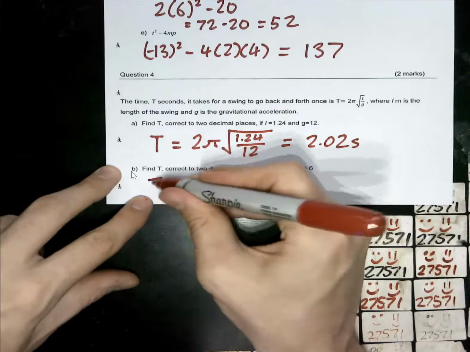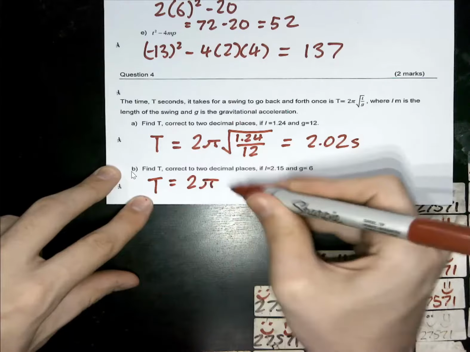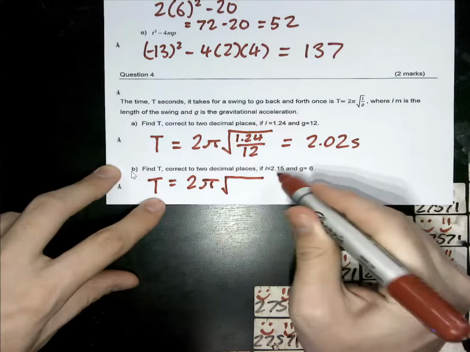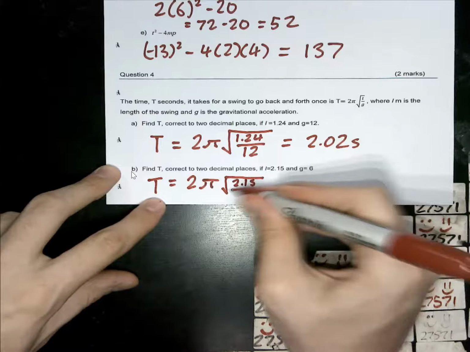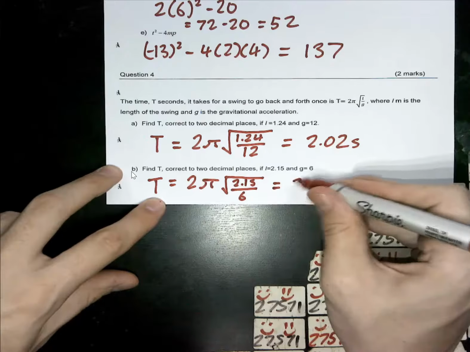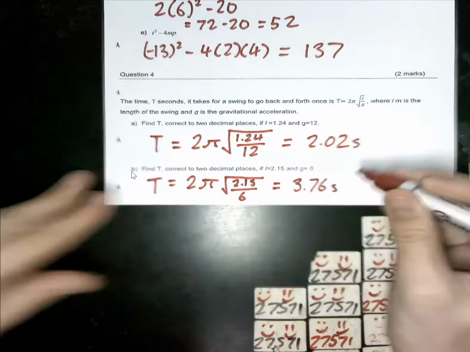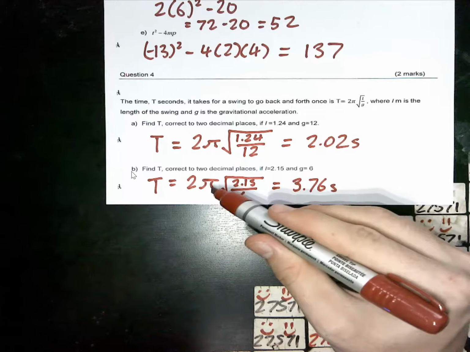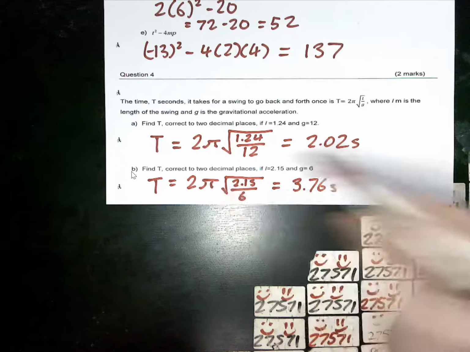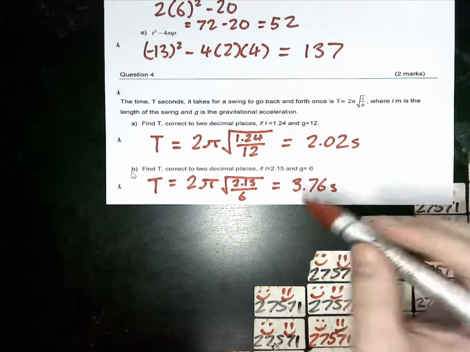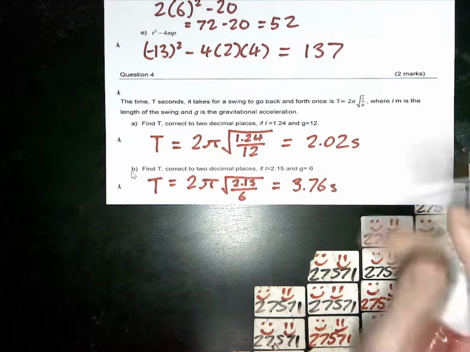Same for this one here. Find t, which is going to be 2 pi times the square root of L, in this case, is 2.15. G is 6. In your calculator, that gives you 3.76 seconds. Now, because you're multiplying something by pi, it's likely to go on forever, unless it happens to be something to do with a circle. Anyway, when it says to 2 decimal places, you have to round it correctly, so be careful of that.